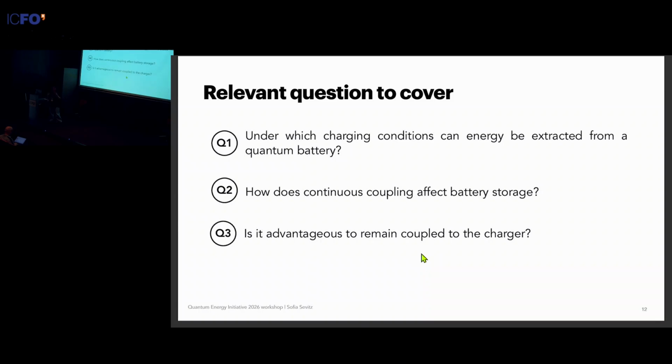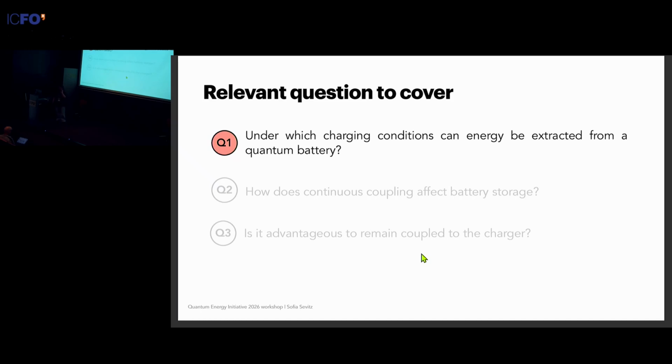So under these circumstances, what are the relevant questions? The first relevant question is, under what charging conditions can the energy be extracted from the quantum battery? That is to say, under what conditions is the battery a battery that's holding energy and we can extract, as opposed to doing nothing? Second question, how does this continuous coupling affect the battery storage? Is it better, is it worse, what happens? And then the third is, is it even advantageous to remain coupled? Because we could have just uncoupled it somehow in one way, an experimentalist problem on how to do it, and is this even better? Okay? So for the remainder of my time, I'm going to answer these questions.